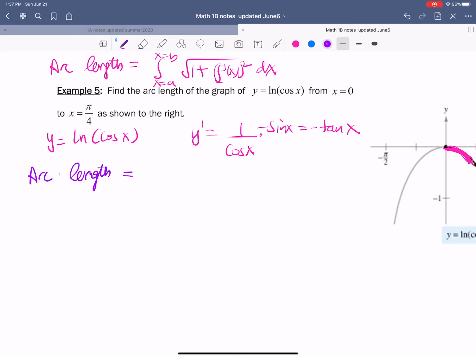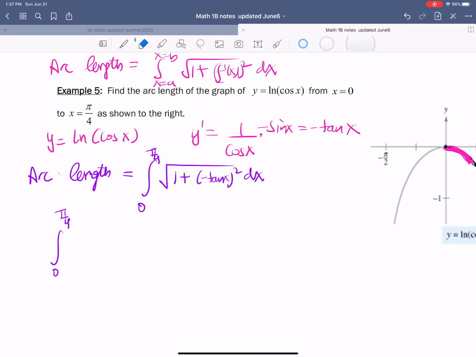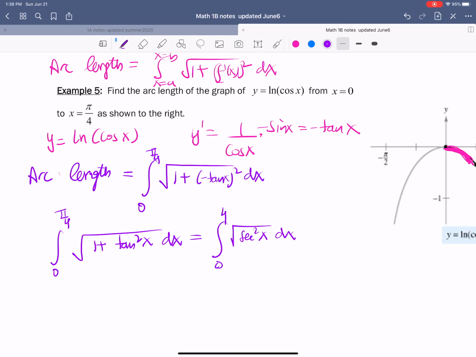is equal to the integral from x equals a to b, which I'm going from 0 to pi over 4, of the square root of 1 plus f prime of x squared dx. Okay, from 0 to pi over 4, square root of 1 plus tangent squared x dx. 1 plus tan squared x is secant squared x, if you recall your trig identities.